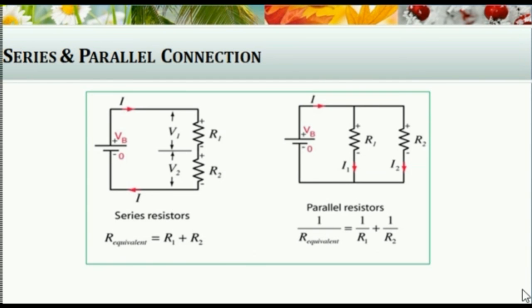Series and parallel connection. When the resistors are connected in series, the equivalent resistance is R1 plus R2. When they are in parallel, the equivalent resistance is 1 by R1 plus 1 by R2.